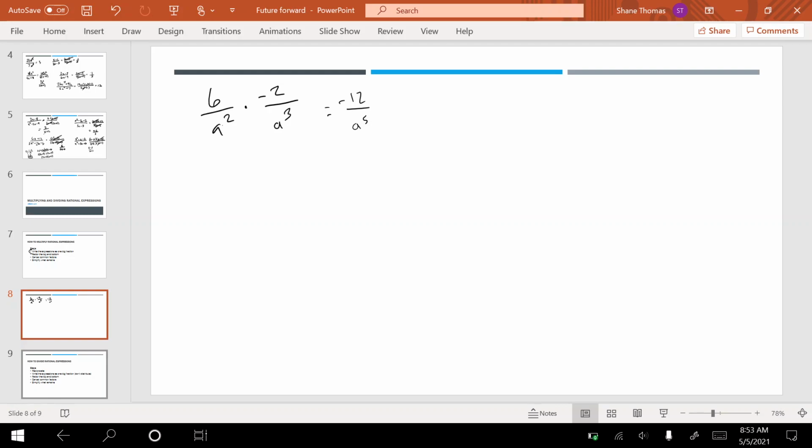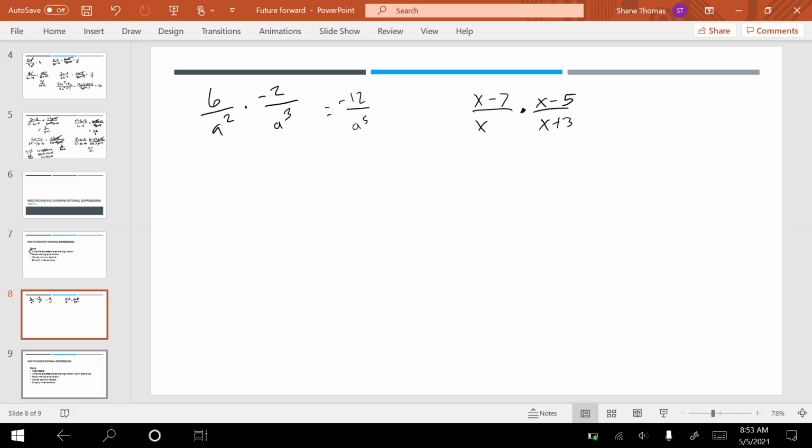Let's look at the next one here. x minus 7 over x times x minus 5 over x plus 3. And here's one thing, a mistake a lot of people make is they try to go ahead and distribute those or FOIL those.